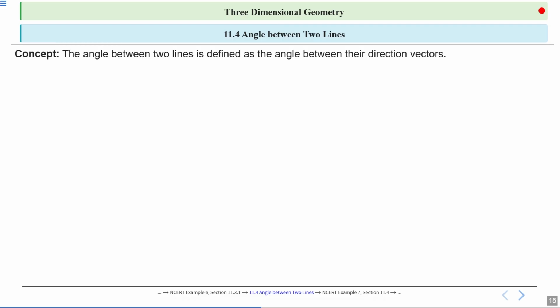Now we will start by understanding the main idea, the angle between two lines in 3-dimensional geometry. The angle between two lines is defined as the angle between their direction vectors. So look at the figure 11.4.